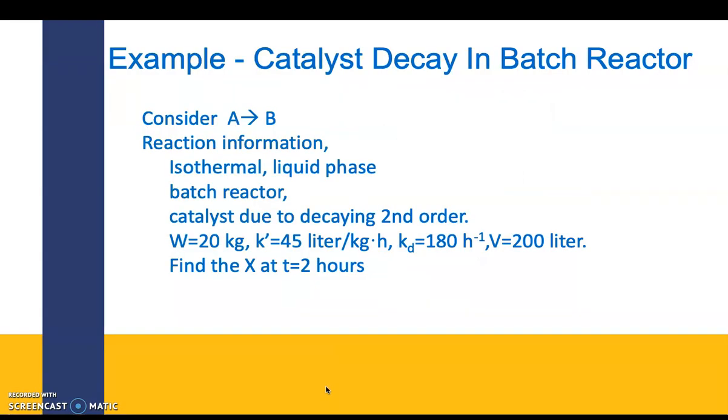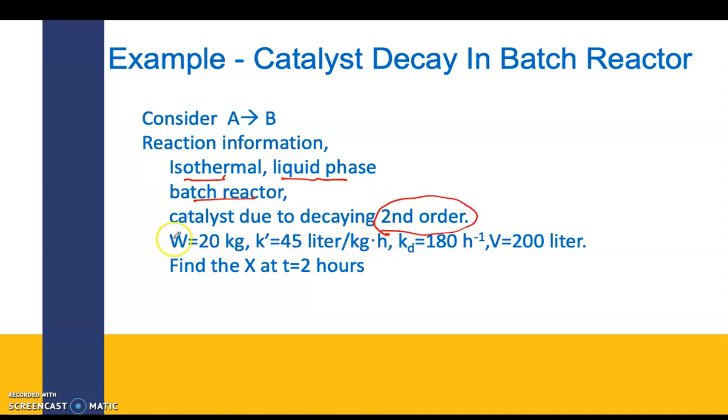Okay, let's go through an example of how catalyst decay will affect a batch reactor. This one is more or less the example in your textbook, example 10.5. Consider a reaction of A to B. The reaction information given: isothermal, liquid phase, important, batch reactor, and the catalyst is decaying with decay order, which is second order.